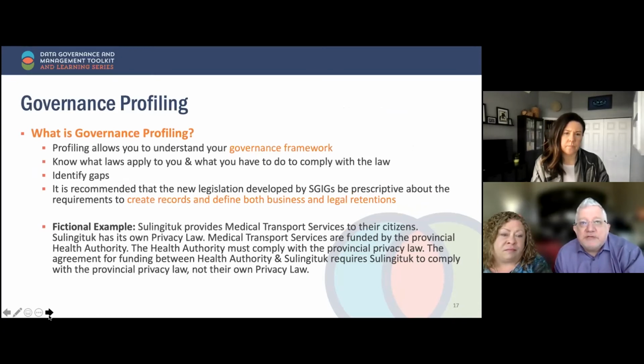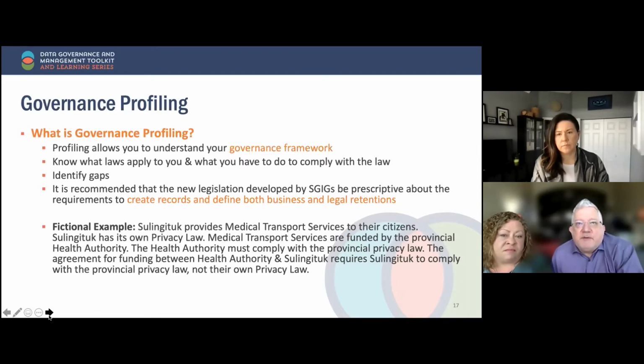So the next 3 slides show you a practical way that you can follow to leverage governance and business profiling as part of your IG process. This slide covers governance profiling. We first need to profile your government to find out what law applies to you, what you have to do to comply with that law, as well as your own laws. Profiling is a useful tool because it can allow you to identify legal gaps as well.